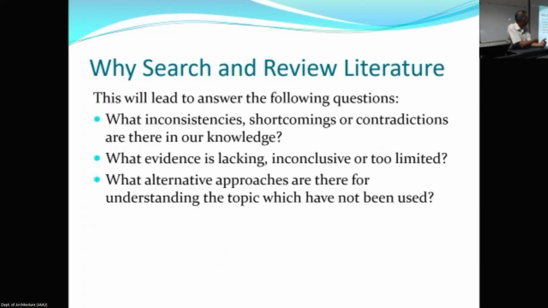And this further answers what the shortcomings of various theories are, the contradictions, whether evidence is lacking or inconclusive, because no conclusive proof may be there. And these provide justification. Whenever you are writing justification or motivation for your research, you write it. In this area, the evidence is inconclusive. Therefore, another study is needed in this direction.